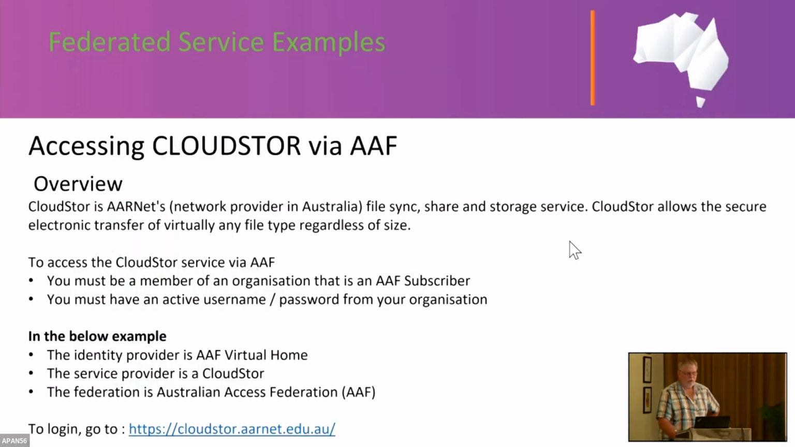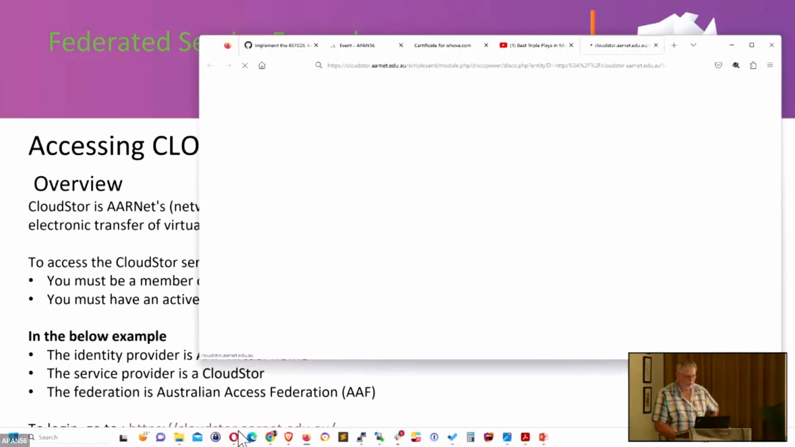So about accessing, some examples. CloudStor is a very popular service in Australia. It's a file sharing service, but unfortunately it's being turned off at the end of this year. It's become too expensive for AARNet to continue to maintain and run it. But it was a fantastic service for researchers at one institution to share data with their collaborators. So we might just try and see if we can work through a login for it. Let's see what happens.